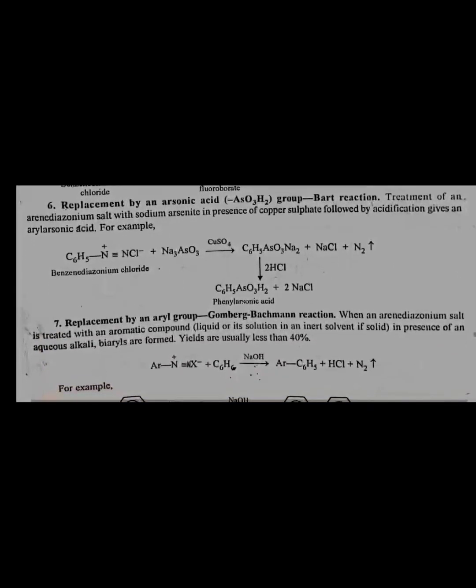Treatment of an arene diazonium salt with sodium arsenite in presence of copper sulfate followed by acidification gives an aryl arsonic acid. 7. Replacement by an aryl group, that is Gomberg-Bachmann reaction. When an arene diazonium salt is treated with the aromatic compound, liquid or its solution in an inert solvent if solid, in presence of an aqueous alkali, biaryls are formed. Yield is usually less than 40%.